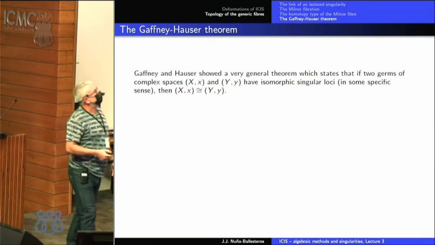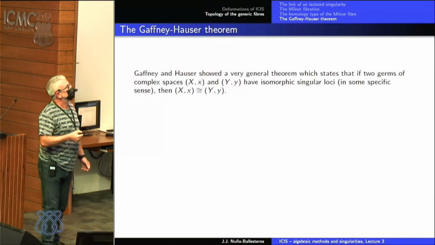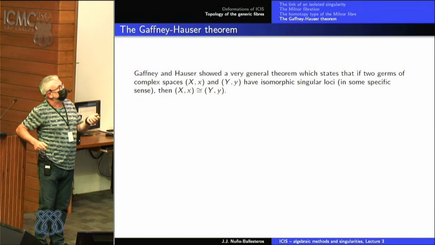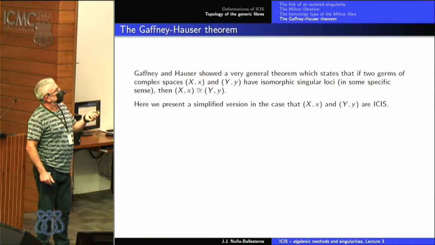Okay, so let's go for the last part of my lecture, which is about the Gaffney-Hofstra theorem. Gaffney and Hofstra showed a very general theorem, which states, roughly speaking, that if two germs of complex spaces X and Y have isomorphic singular loci, in some specific sense, then the two spaces are isomorphic. Okay. So here we present a simplified version in the case that X and Y are ICIS.